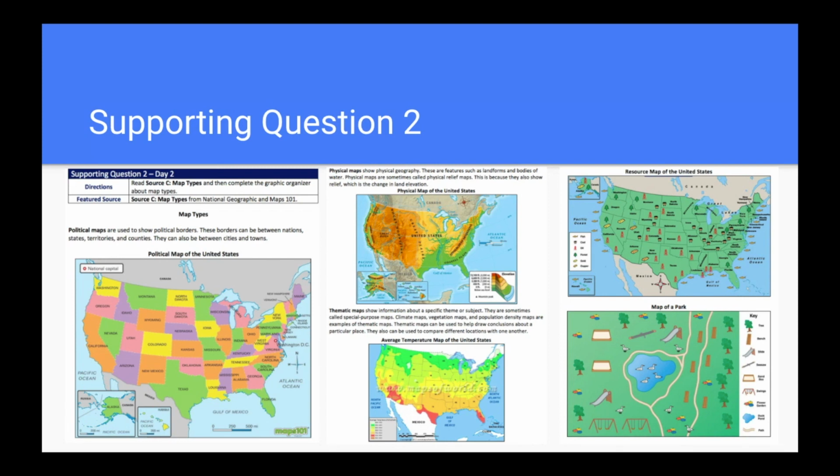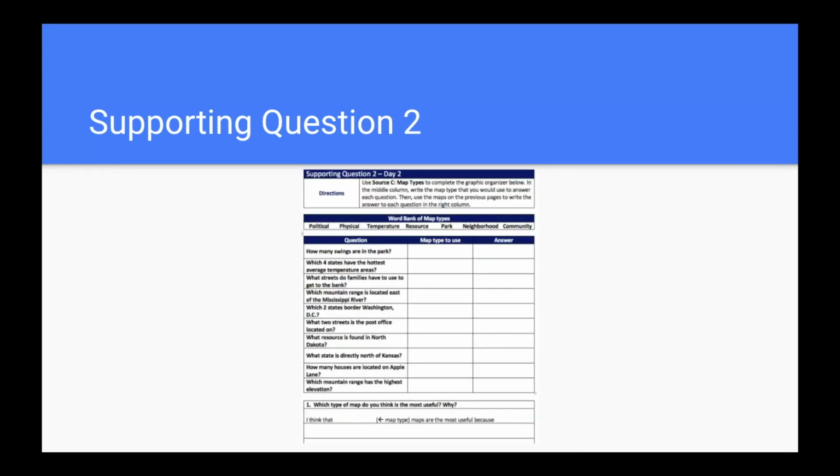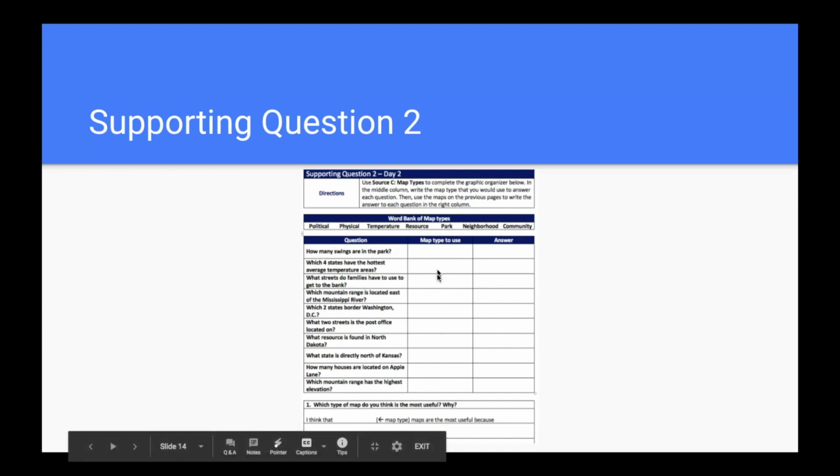After you read about all the different kinds of maps, you're going to use them to answer some questions. For each question, you will be asked which map you should use to answer the question, and then you will go back to that map so that you can actually answer it. Let's do the first one together.